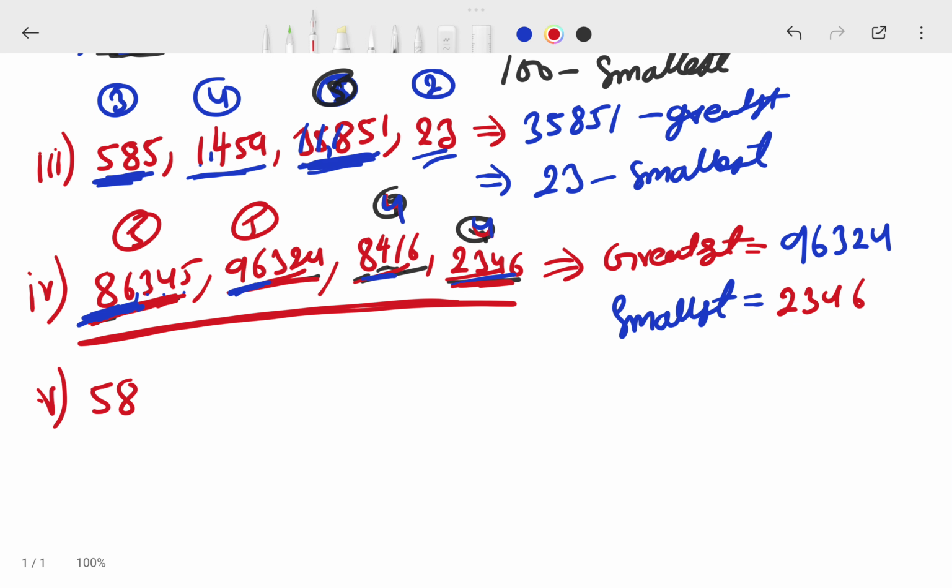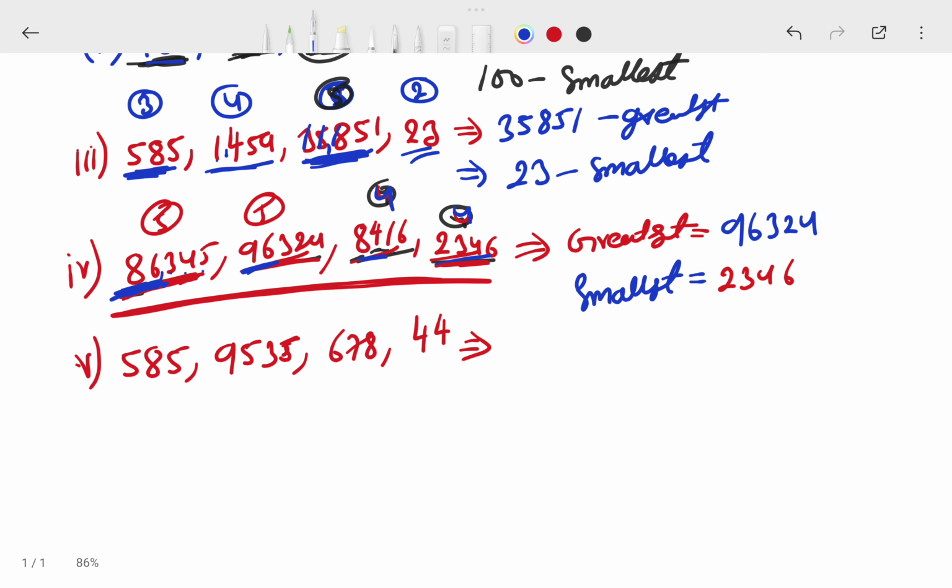This is 585. Now another, do these examples which are already given in your textbook from the start. This is one question. Another is 6,706, not 6,600. Now we have to find the greatest number and the smallest number in this one.